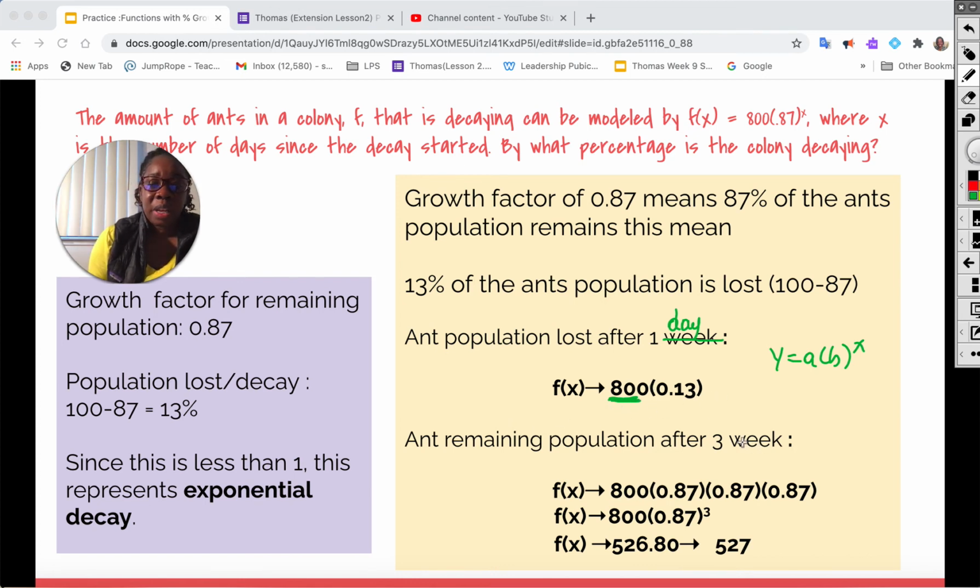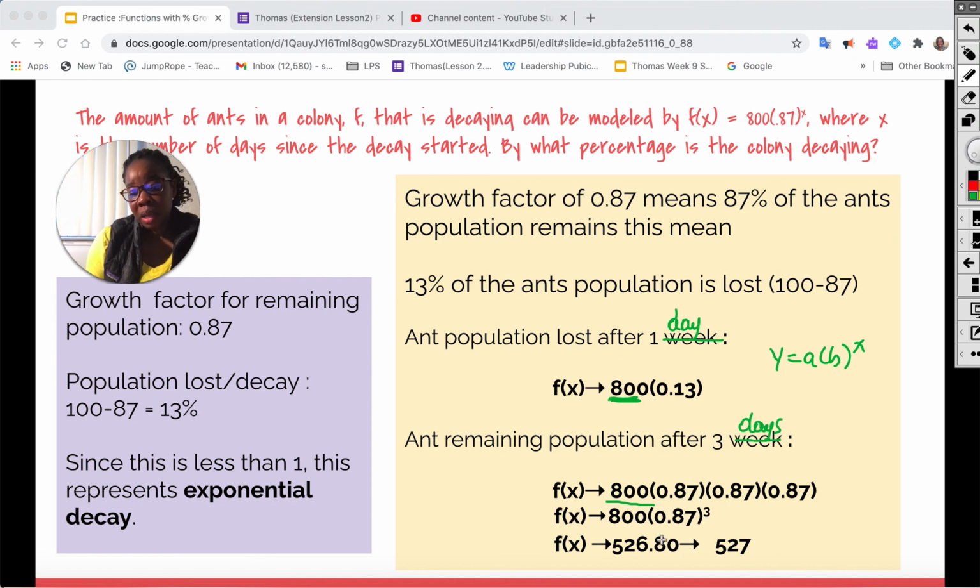Now the ant population that remains after 3 days, we're going to have to use the percentage that represents the remaining population of ants. So that is 0.87. That is occurring over a course of 3 days. So our initial value 800, and we're multiplying by 0.87 3 times because it's 3 days, which can be written in the exponential form, 800 times 0.87 raised to the 3rd power.